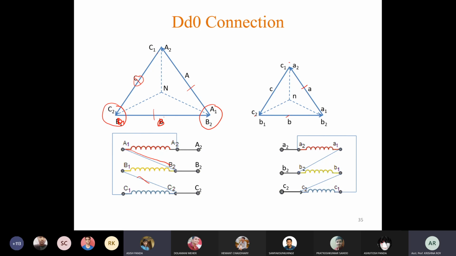Is it clear? Anyone having any doubt? Sir, here neutral line will be.